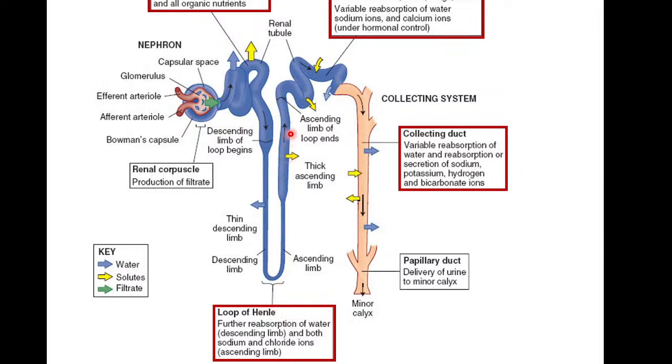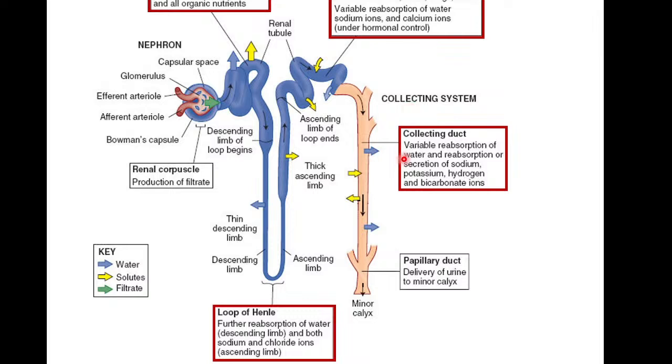If you go a little bit above, you will find the DCT. In the DCT there is regulated reabsorption, controlled by hormones like aldosterone and ADH, and there are also calcium and water reabsorption that depend upon the body's needs. The final part is the collecting duct. In this part there is the final water reabsorption, under the control of ADH, the antidiuretic hormone.